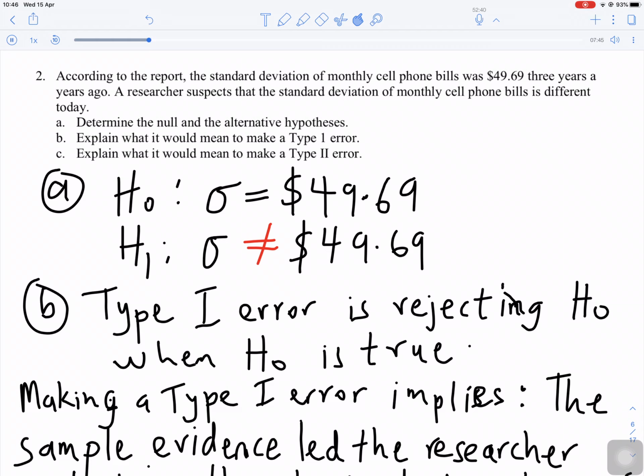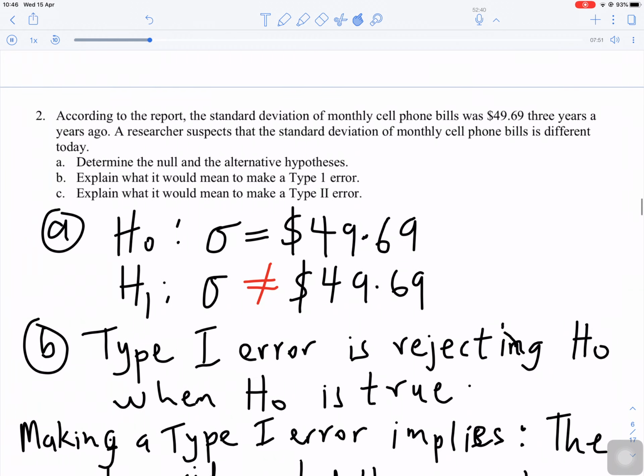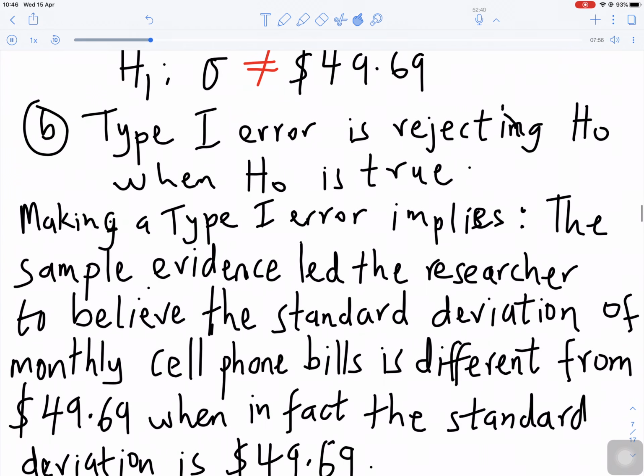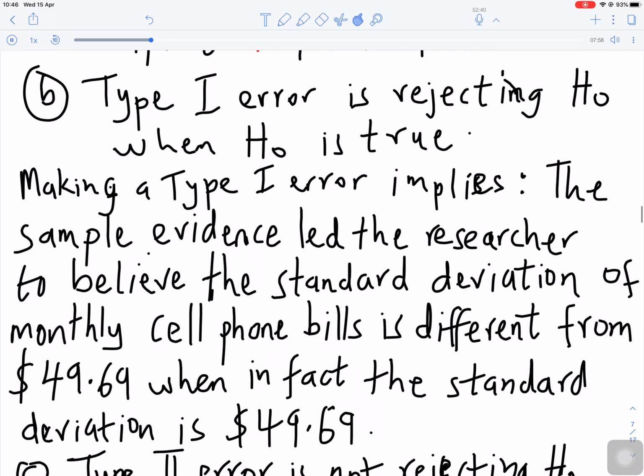Okay, so now the next question: explain what it would mean to make a type 1 error. A type 1 error is rejecting the null hypothesis when the null hypothesis is actually true. Anytime you do a hypothesis test, you are likely to have 1 of 4 results, and 2 of those conclusions are going to be wrong conclusions. This is one of them, which we call the type 1 error. You make a type 1 error when you reject the null hypothesis when actually the null hypothesis is true.